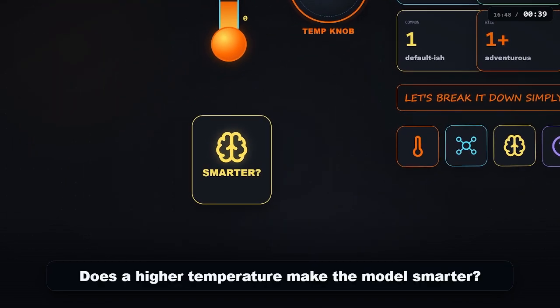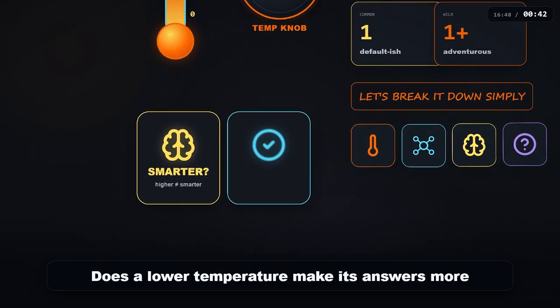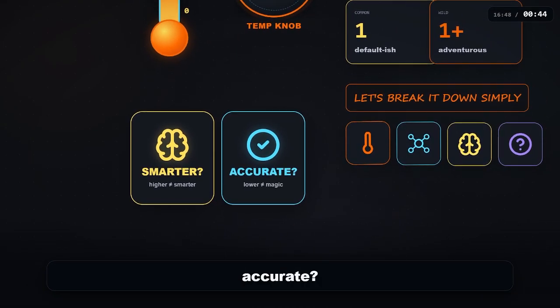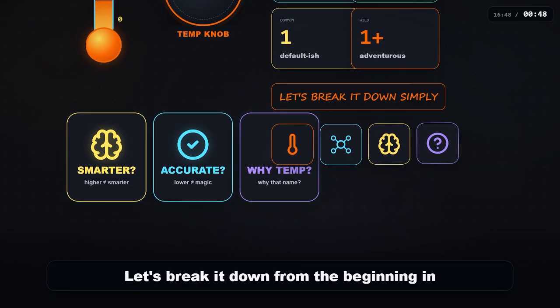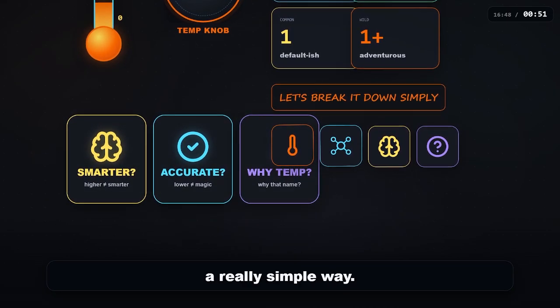Does a higher temperature make the model smarter? Does a lower temperature make its answers more accurate? And why is it even called temperature? Let's break it down from the beginning in a really simple way.